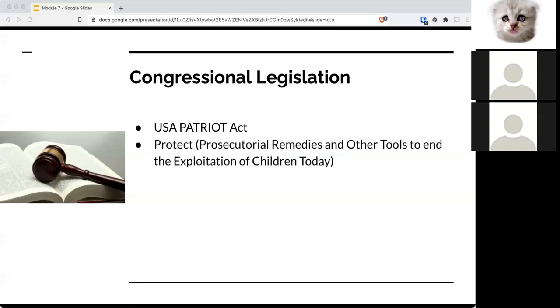Protect. It provides greater protection for children against abuse. It eliminates waiting periods for law enforcement to begin investigation of missing people 18 to 21. It eliminates statutes of limitations for child abuse and kidnappings, and prohibits computer-generated child porn.